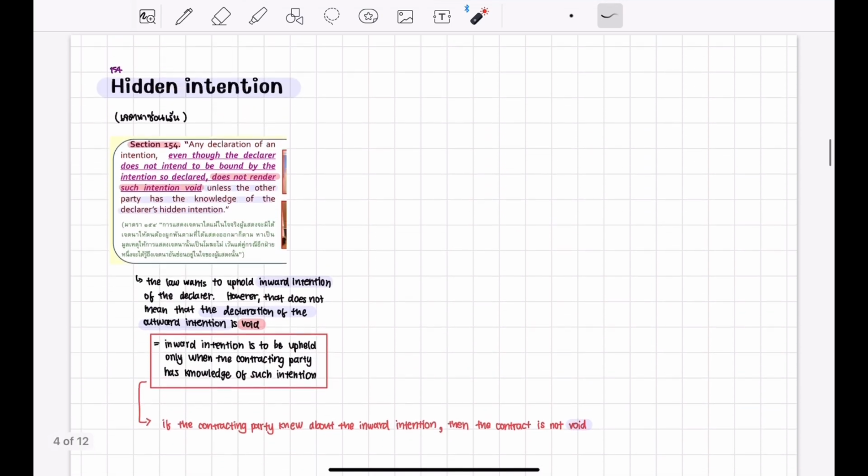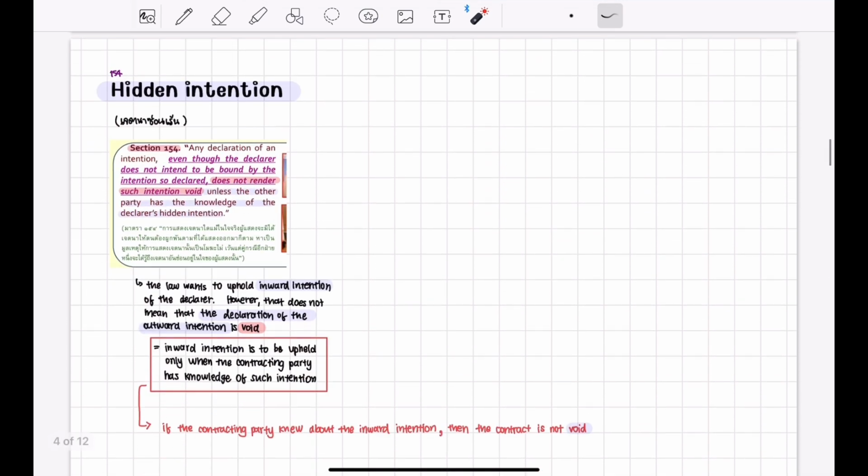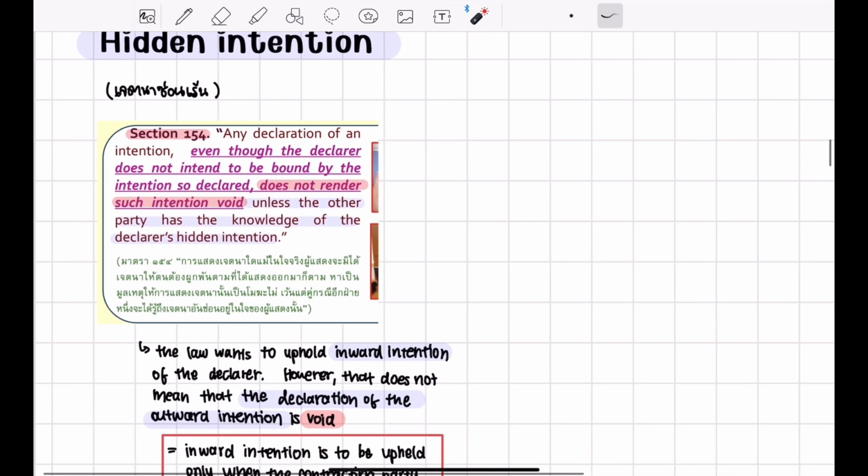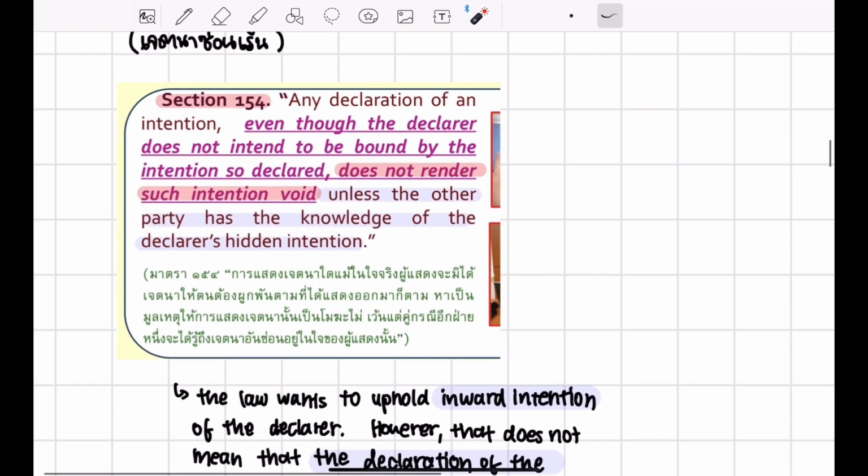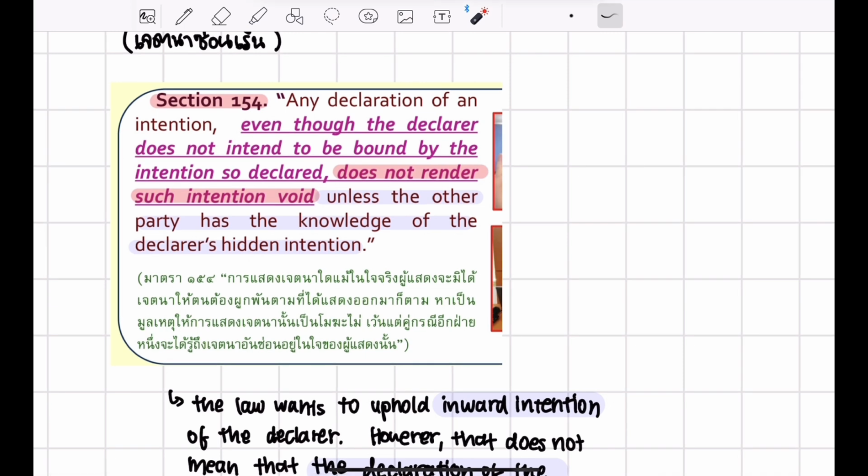So let's start with the first one, which is hidden intention. Section 154 states that any declaration of an intention, even though the declarer does not intend to be bound by the intention so declared, does not render such intention void, unless the other party has knowledge of the declarer's hidden intention.